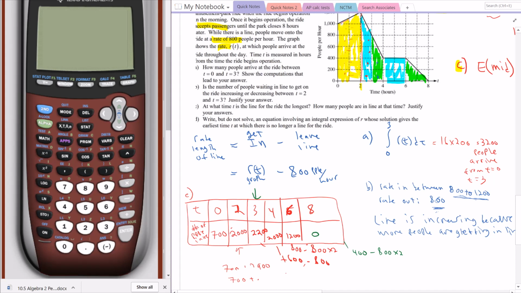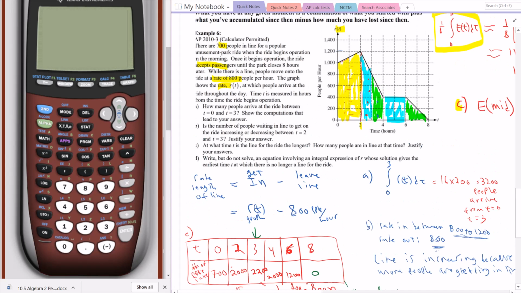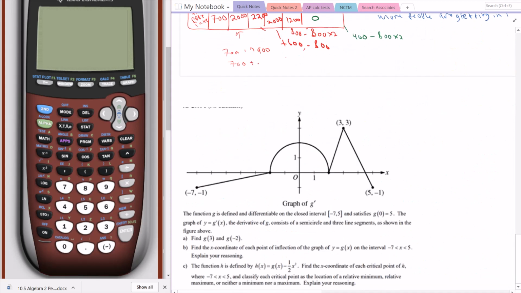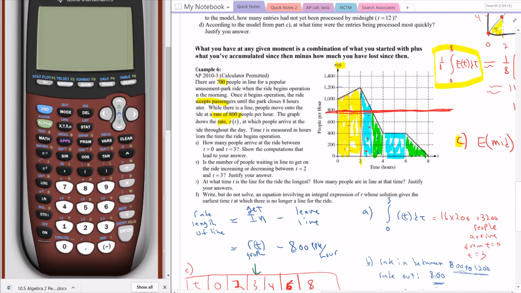How could we have done that without all that work? Well, it's helpful if you can think about what losing 800 people looks like, right? Since it's a constant function, it's just this line right here at 800. That's the rate at which you lose people, constant 800.